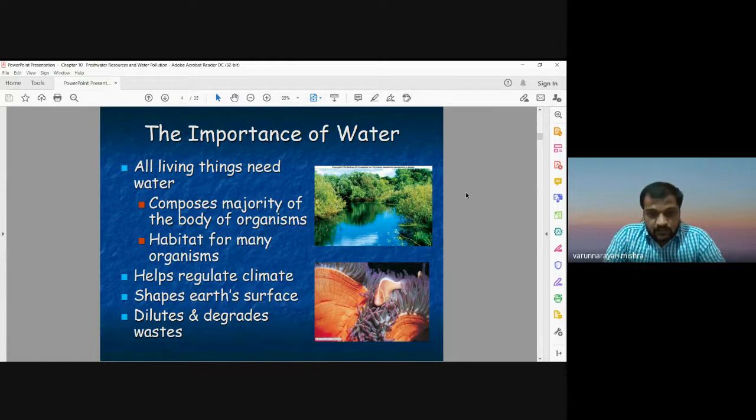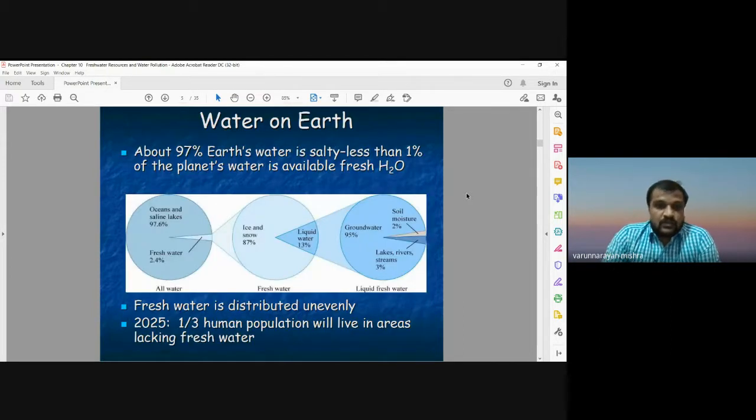But as we already discussed in the last class, the fresh water source is very limited. So we need to work on the conservation and the management of water resources so that each and every person on the earth will get good water quality for drinking purposes. It was already discussed that about 90% of the earth's water is salty. Less than 1% of the planet's water is available as fresh water. But this fresh water is unevenly distributed over the earth surface.